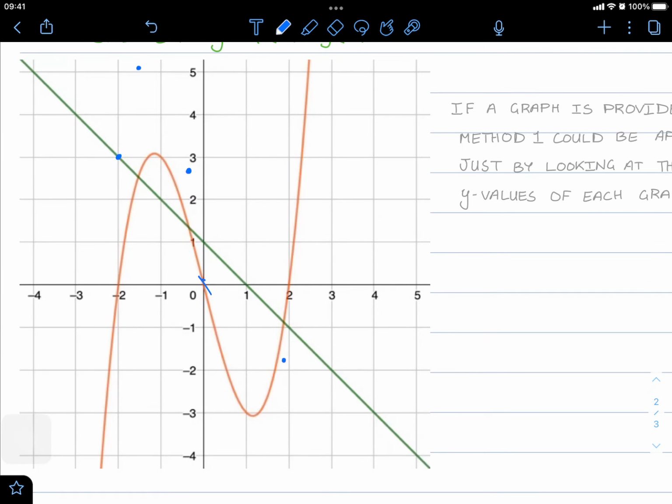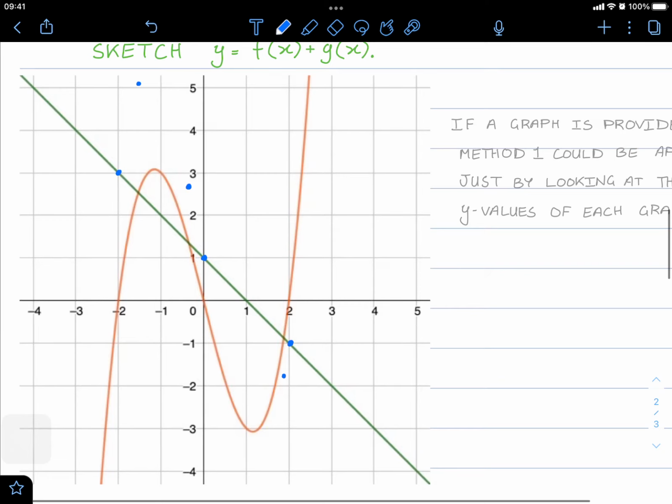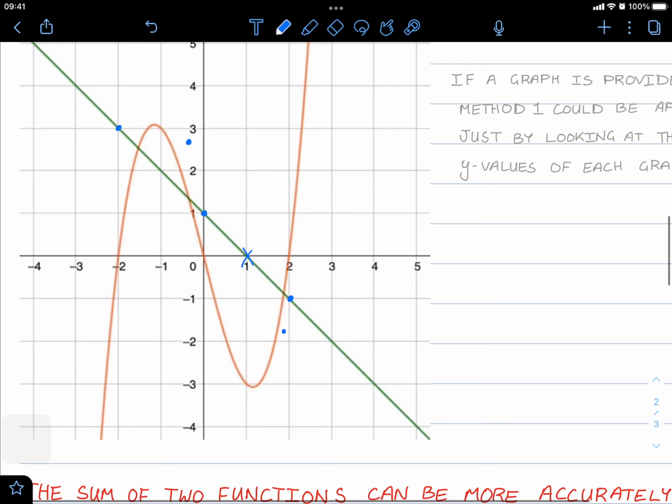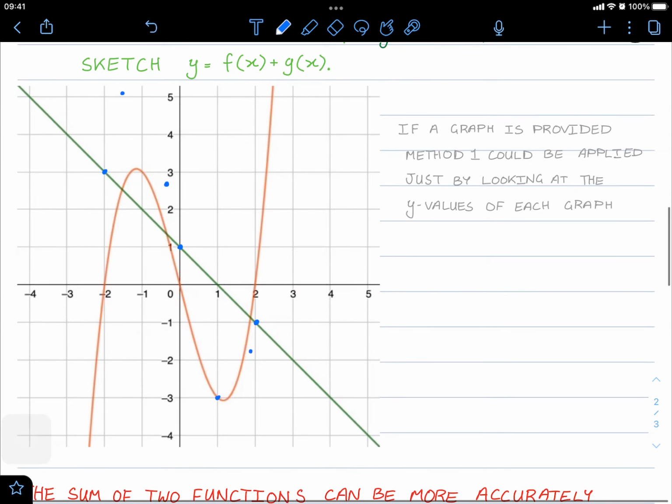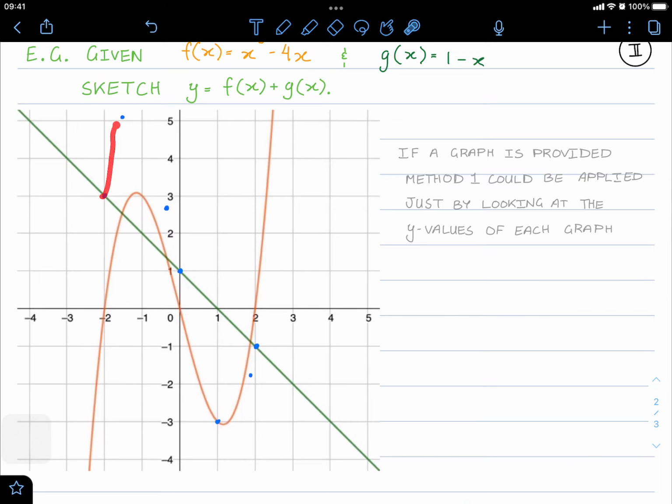When f is 0, the sum is going to be where g is. And vice versa. When g is 0, so here's g being 0, the sum is going to be at this point here. And there we have it. So hopefully you can already see a graph forming, something like that.